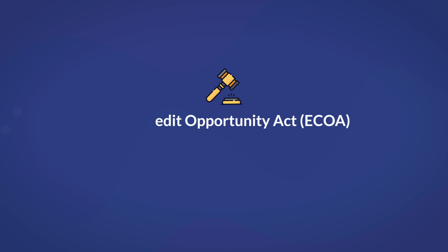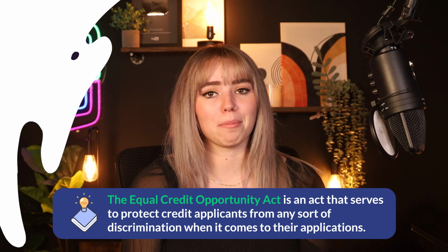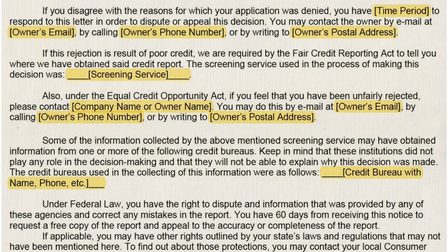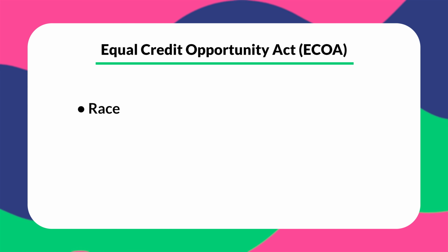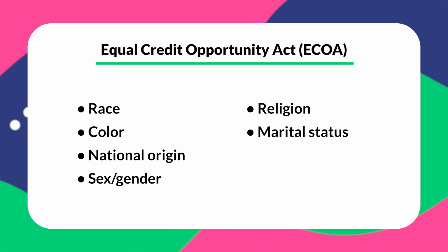This act serves to protect credit applicants from any sort of discrimination when it comes to their applications. The act states that individuals partaking in any credit application can only be evaluated using factors that are directly related to their creditworthiness. This means that creditors and lenders are not allowed to consider things like race, color, national origin, sex and gender, religion, marital status, and age. They're not allowed to consider any of those factors during any stage of the application process.